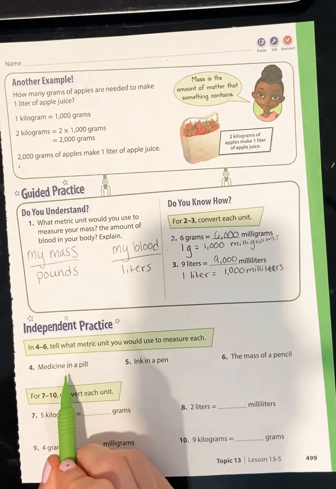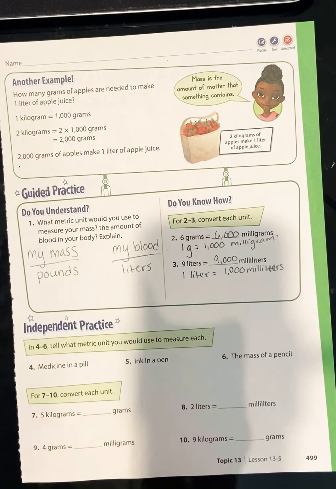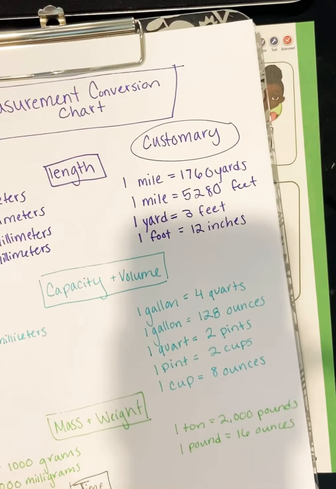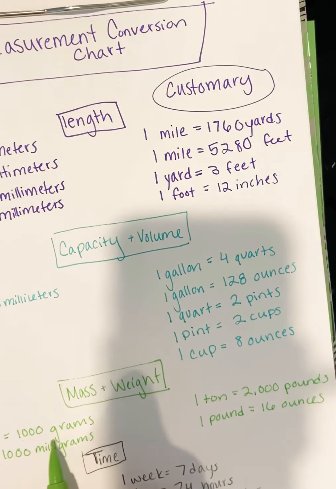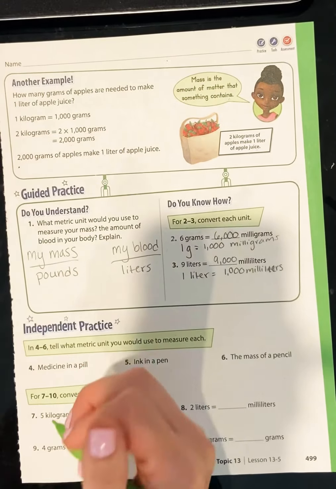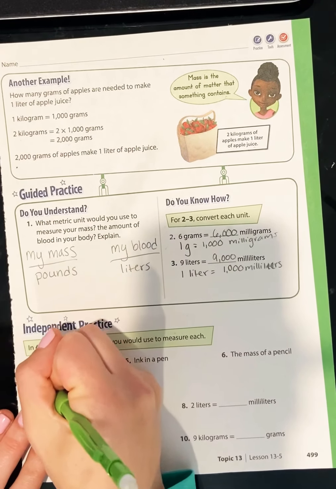So, a medicine pill. We're going to figure out what that one needs to be measured by. A medicine pill is usually not a liquid, but an actual hard substance, so it has weight and mass. Usually medicine is weighed with grams or milligrams. So I'm going to say grams.